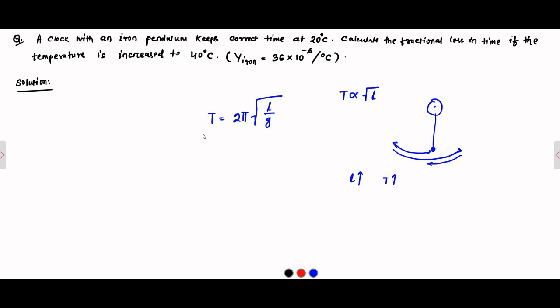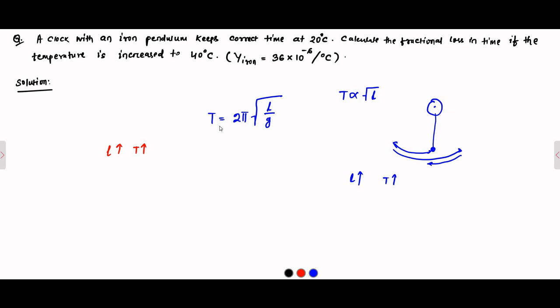Here, according to the question, this clock is calibrated at a temperature of 20 degrees Celsius. So why is temperature involved here? Because of thermal expansion of solids. Solids expand with temperature, so length increases with temperature. So as length increases, here there are two things.